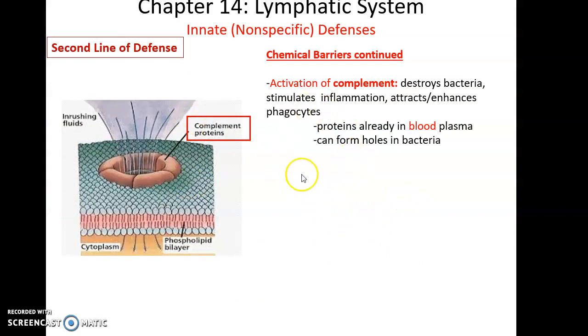There's also a variety of proteins within the bloodstream. They're called complement. The complement proteins are able to do many things, including destroying bacteria by punching a hole into them. It can stimulate inflammation, which attracts and enhances phagocytosis and brings in more leukocytes to the site. Again, the complement proteins are already in our blood's plasma. And so when activated and they cascade out, one thing these complement proteins can do, again, is punch holes into the bacteria, killing the bacteria.